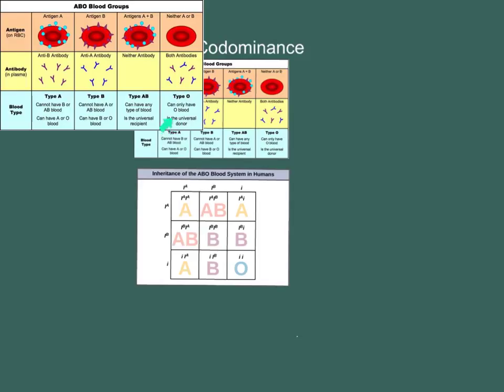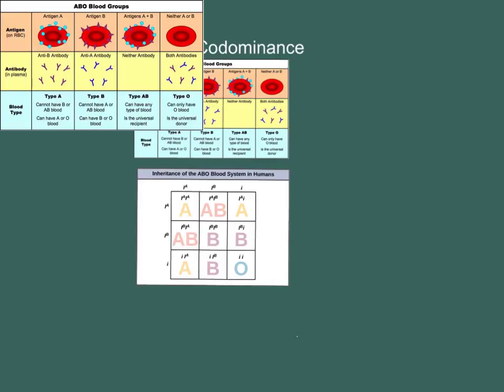If you're A, you can only take A or O, because O, as you see, has no antigen, so it will not react with the antibody. The antibodies that are made against a particular antigen are what trigger the immune response, the killing of any foreign object. Killing is the destruction of any foreign object in your body. And so the bottom line is that A can only give to A or AB, but can only take from A or O. All right, so this is the ABO blood group and how it works.